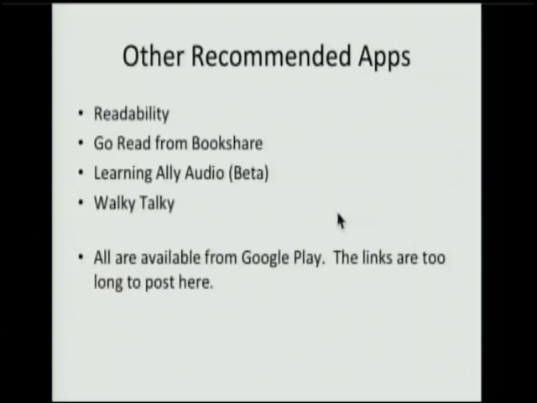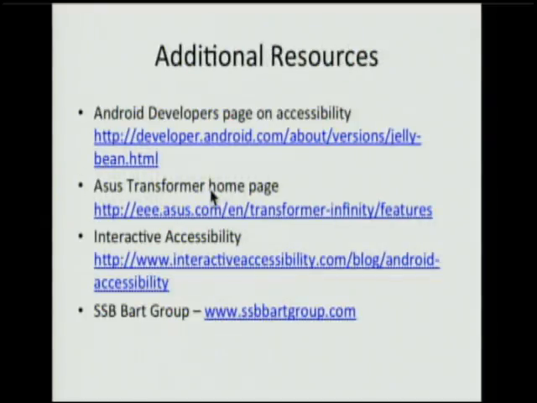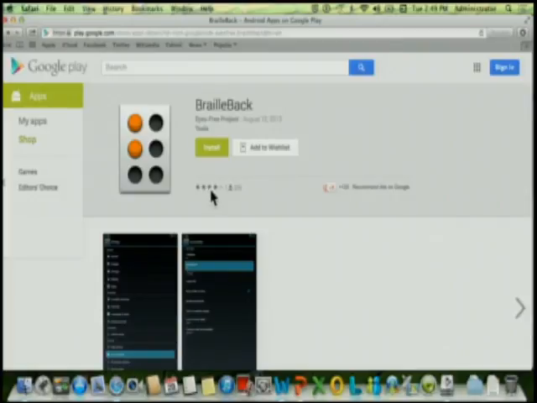And as I mentioned, all these apps are available from Google Play. I didn't provide the links because they are quite long, but you can open up the Google Play store from any web browser. Just search Google Play. You can take a look at the apps that are available. I also said that I would provide resources for refreshable Braille displays. I want to quickly take you to the Google Play Store. I'm just using the Safari web browser here, and like I say, you can access Google Play from any web browser. And I just did a search for BrailleBack.